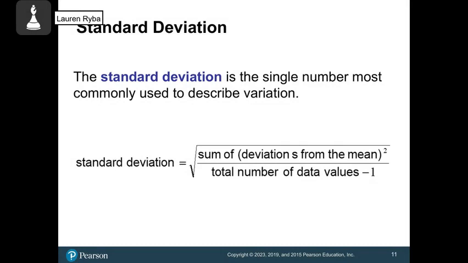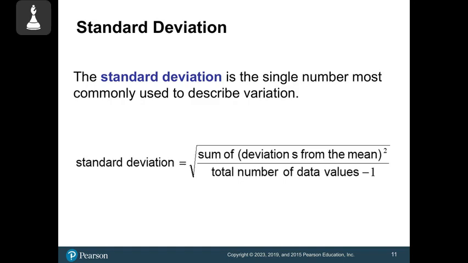Another measure of variation that is discussed is called the standard deviation. And the standard deviation is a single number that is most commonly used to describe the variation. The definition of it is really hard to understand, so we're going to talk a little bit about it here. The formula is awful. We don't ever calculate it by hand again, so don't worry about that.